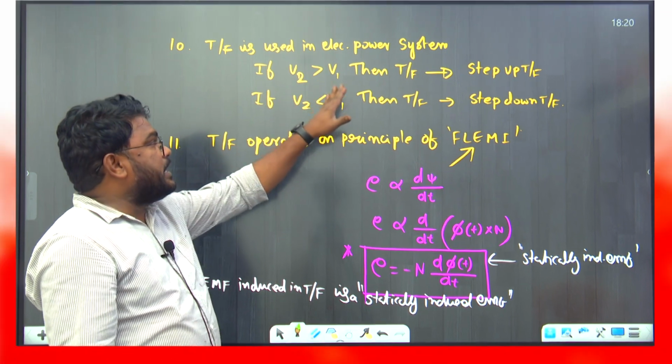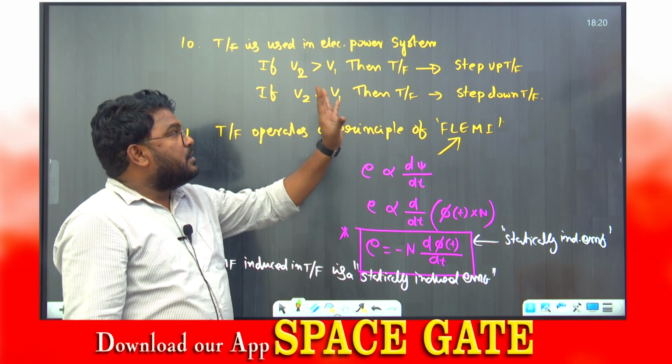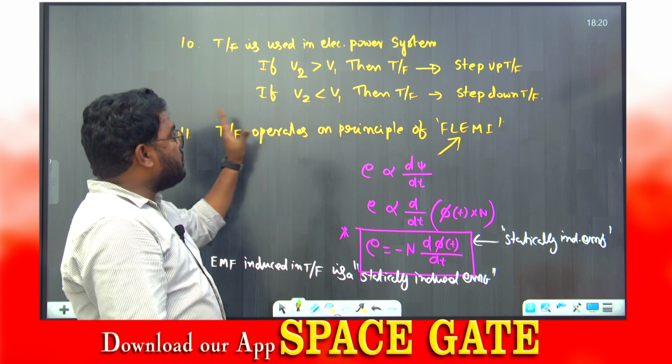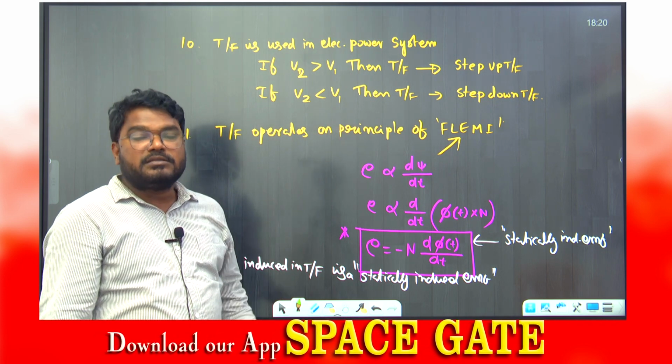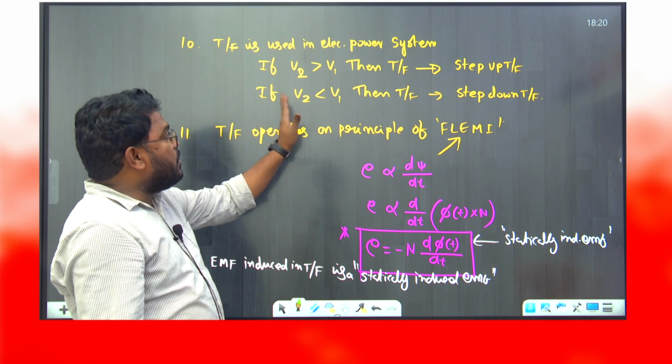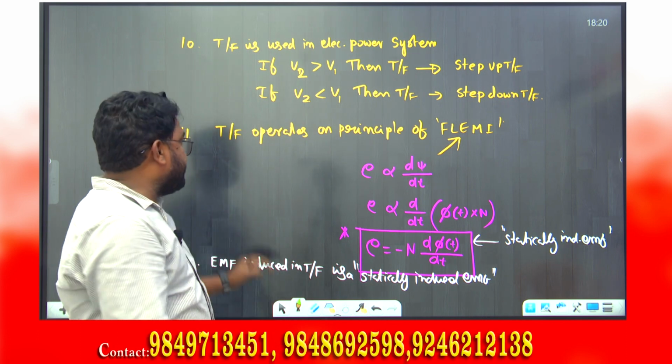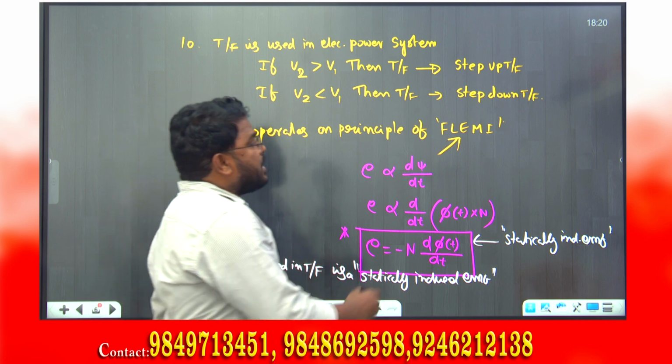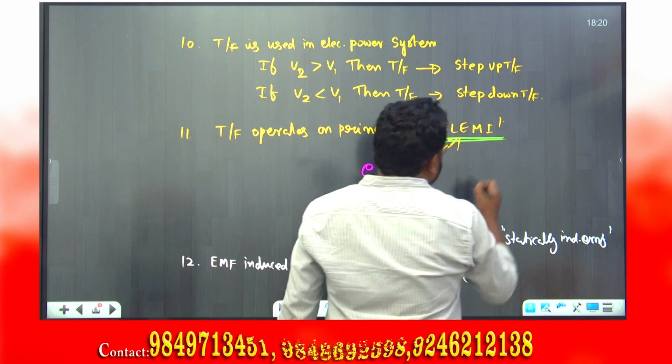So if V2 is greater than V1, then the transformer is a step-up transformer. If V2 is less than V1, then the transformer is a step-down transformer. That means the output voltage is less as compared to the input voltage. The transformer operates on the principle of Faraday's laws of electromagnetic induction.